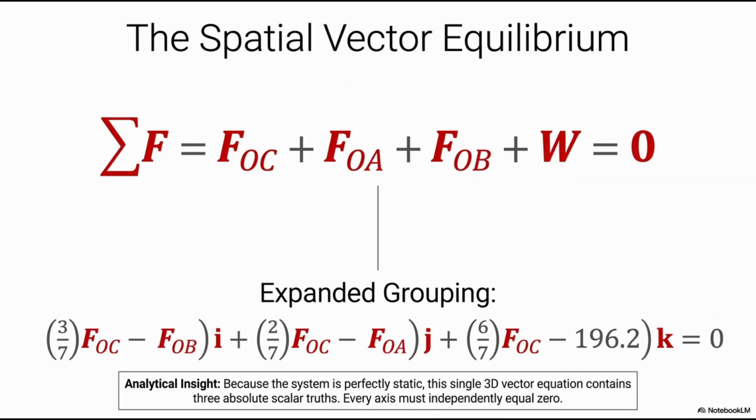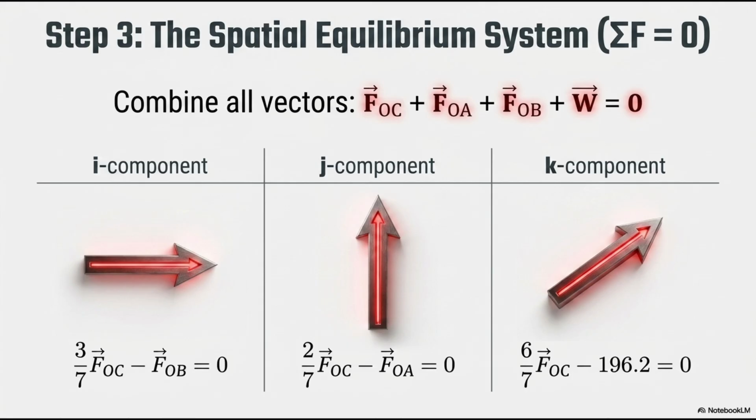Summing the vectors to satisfy spatial equilibrium gives a set of 3 component equations. Looking at the vertical z component equation, rope OC and the hanging weight are the only terms present, allowing us to immediately solve for the tension in rope OC.